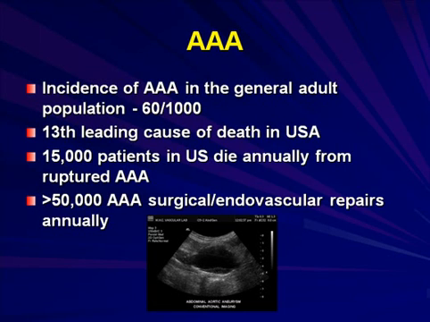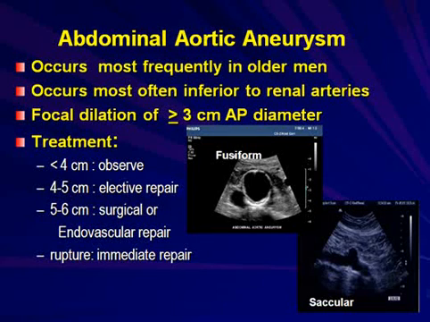The incidence of aortic aneurysm in the general adult population is about 60 per 1,000, and it is the 13th leading cause of death in the United States. 15,000 patients die annually from ruptured aneurysms, and there are more than 50,000 aneurysm repairs, both surgical and endovascular, annually. This occurs more often in men than women. It is mostly infrarenal, but can be suprarenal or, of course, thoracic.